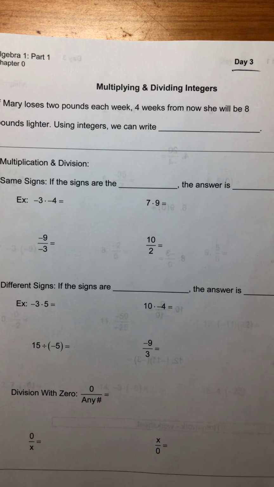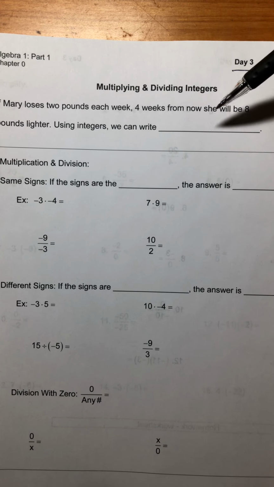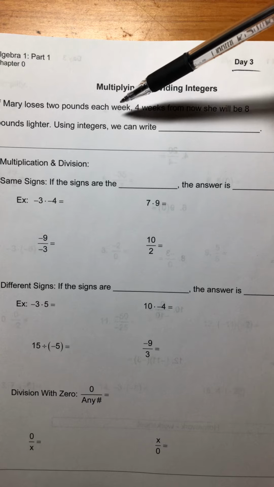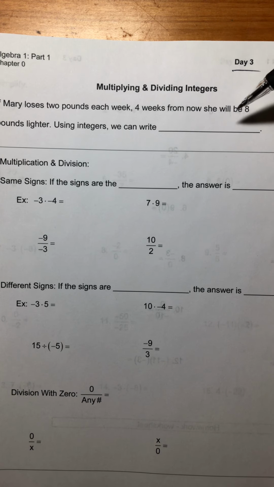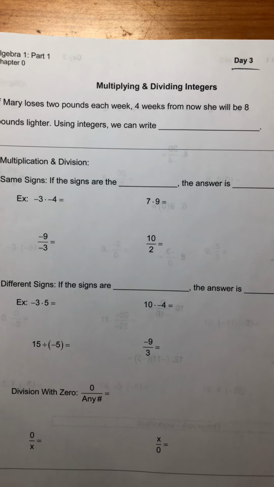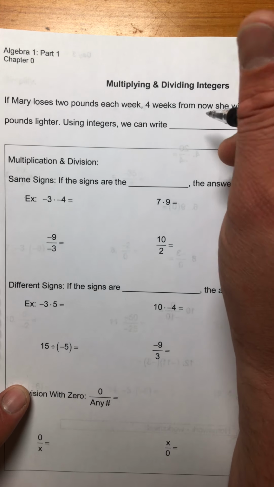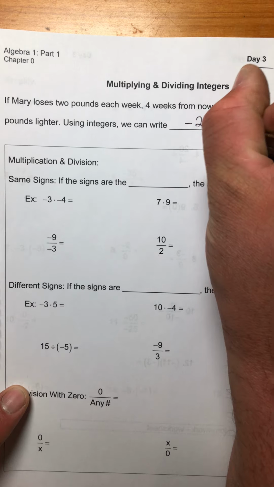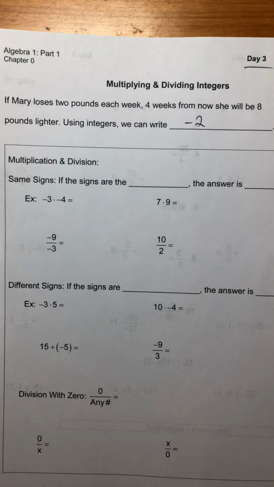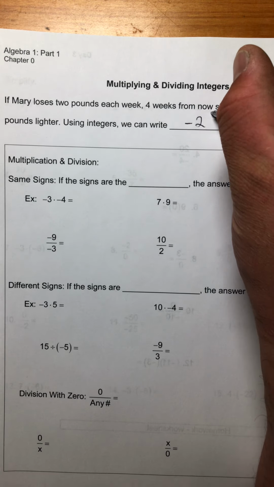Alright, so again, we're trying to turn this word problem into some integer work. It says if Mary loses 2 pounds each week, 4 weeks from now, she's going to lose 8 pounds. Makes sense. Using integers, how can we write that, though? Well, she's losing 2 pounds, so that means she's going down, so like a negative, like we did before. She's losing 2 pounds 4 weeks in a row. So I'm going to say that's negative 2 times 4.